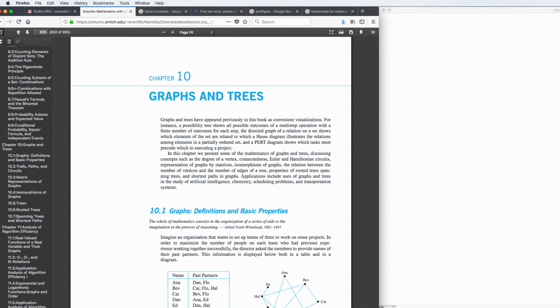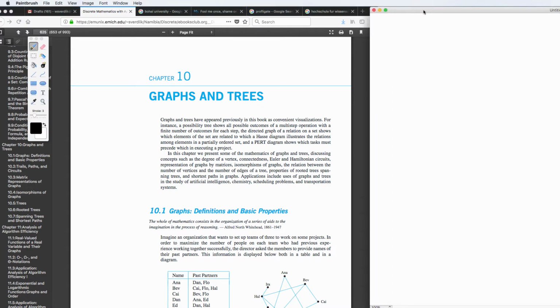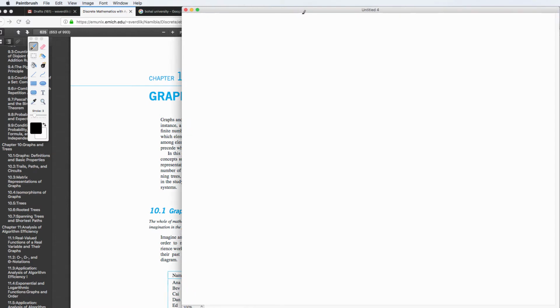And today we are going to start talking about Chapter 10, Graphs and Trees. Here it is right in your book. This is the last section that we'll be covering in this class. I think it's a very interesting chapter, and I hope you enjoy it as much as I do.